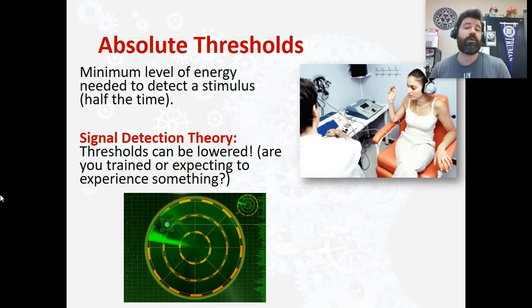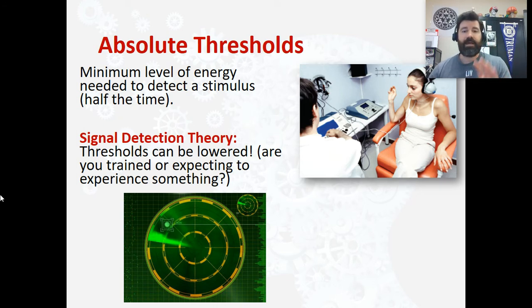Now, we can manipulate our absolute thresholds. We can actually lower our thresholds if we are expecting to experience something, if we are trained to experience something. And so this idea that we can kind of manipulate and lower our absolute thresholds is the concept of signal detection theory. If you are looking very carefully, trying to perceive something in the dark, you may notice it more efficiently or quicker than if you were not trained or expecting to see something. So signal detection theory, our ability to manipulate these thresholds.